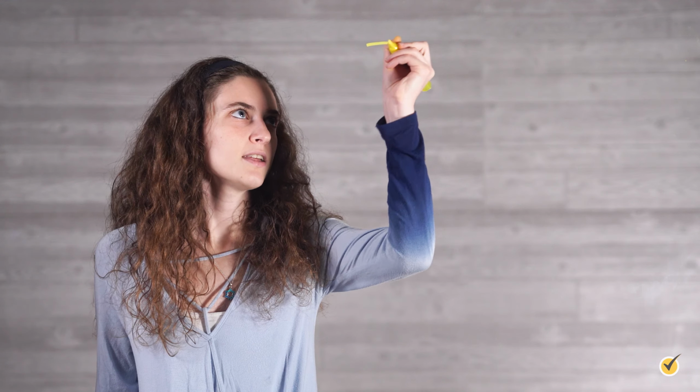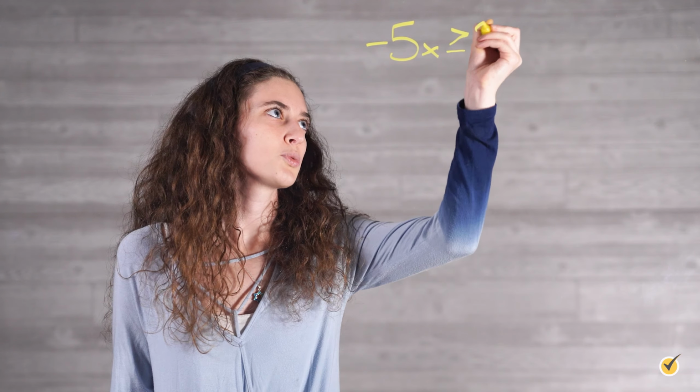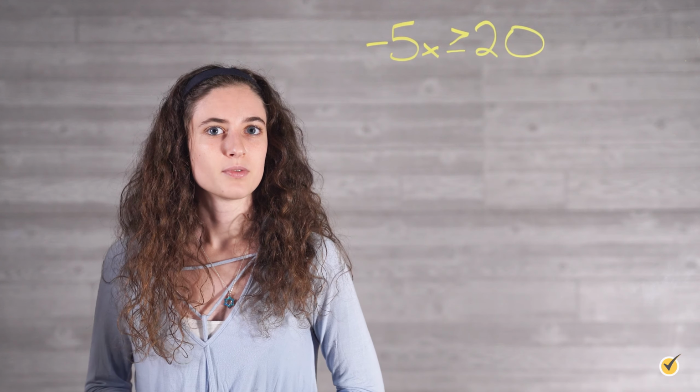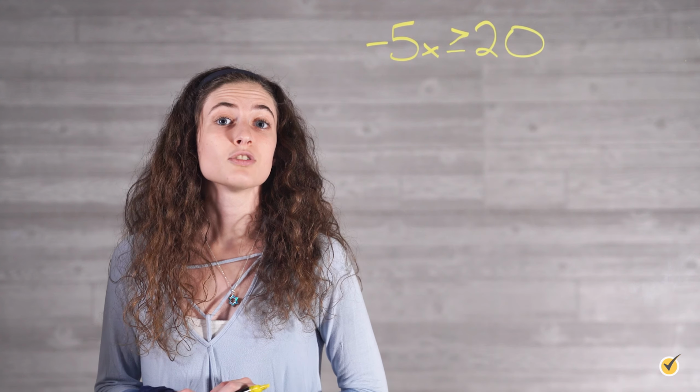This is necessary because sign changes occur with these operations. The following example illustrates this concept. Negative 5x is greater than or equal to 20. There's only one step necessary in this inequality to determine the critical value. Specifically, we need to divide both sides by negative 5. Because dividing a signed integer results in a sign change, it is also necessary to reverse the direction of the inequality symbol from greater than or equal to, to less than or equal to.